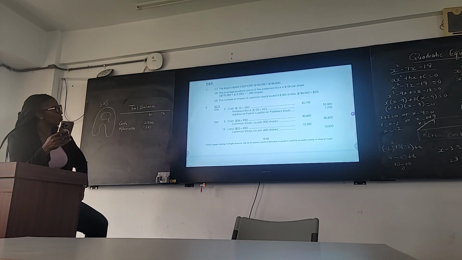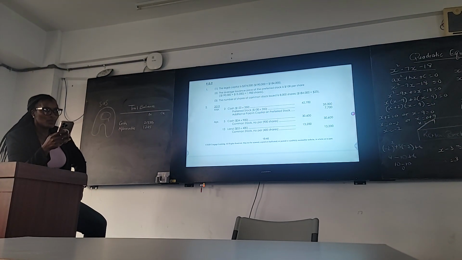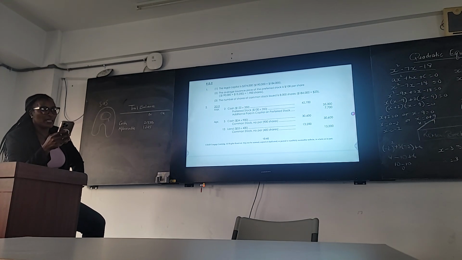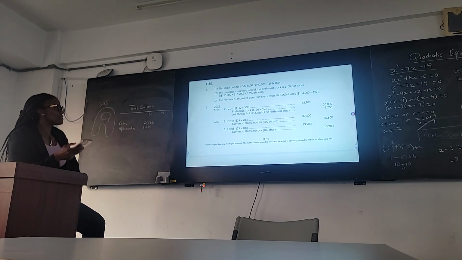Part A. A shareholder has raised the following question. What is the legal capital of the corporation? At what average price per share has the preferred stock been issued? How many shares of common stock have been issued? The common stock has been issued at an average price of $23 per share.